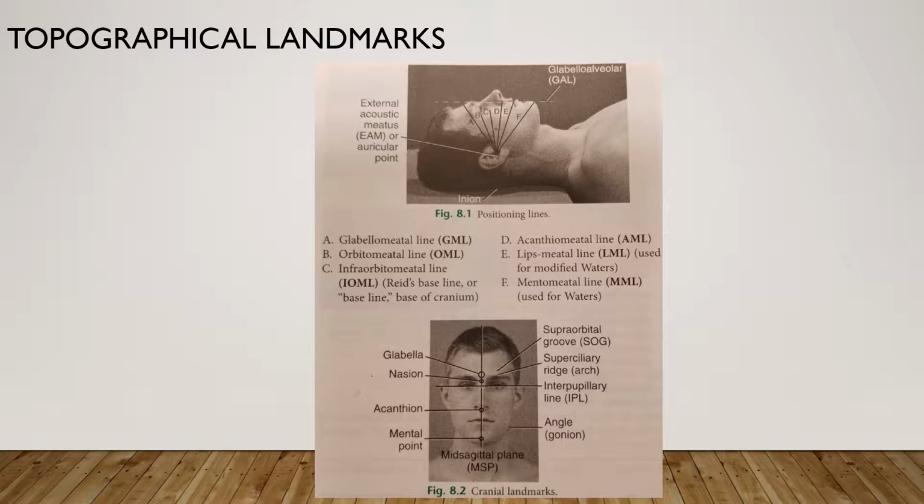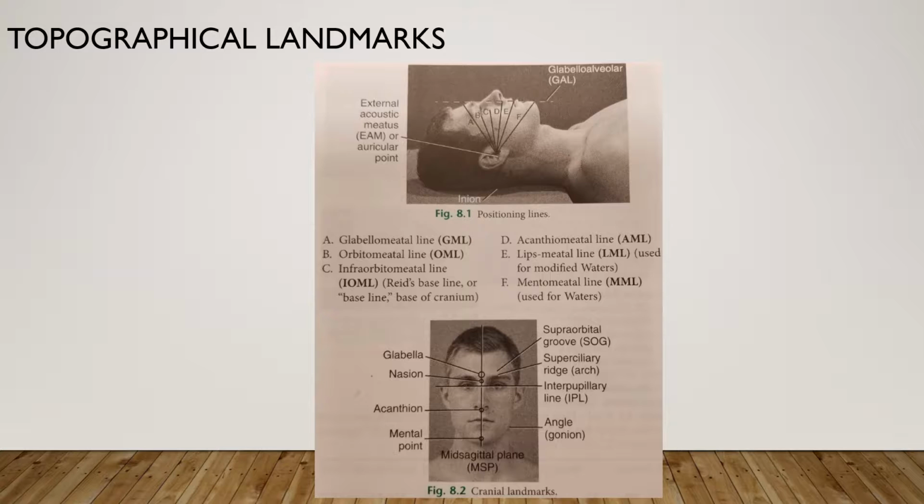Now I'm going to go up to the very top portion. I'm going to start with the EAM, the external auditory meatus. That is the hole in your ear where we have sound coming into our ear, and that is the EAM. We use that quite a bit. From there, we jump out to the different lines.